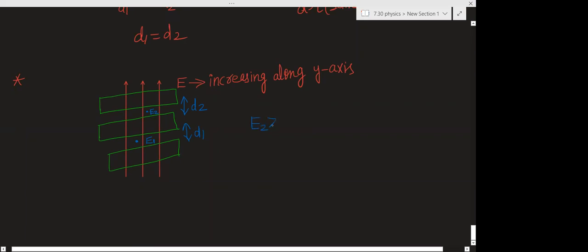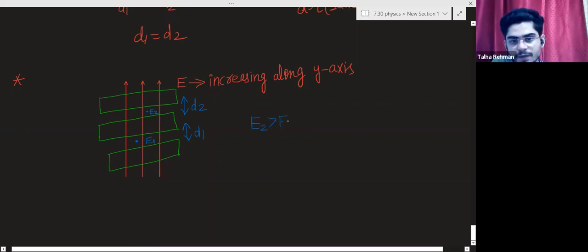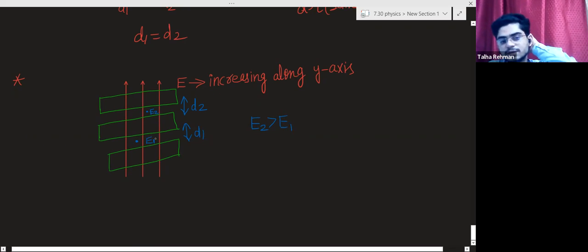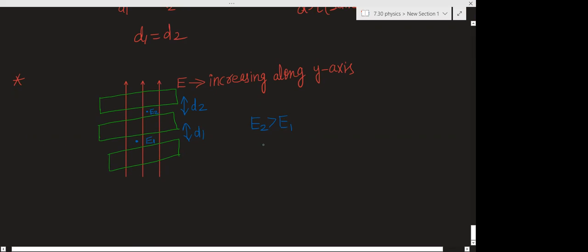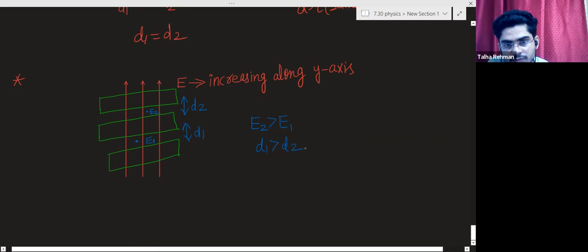Oh no, wait. D2 is greater. Increasing along the y-axis, when we move along the y-axis, the electric field will increase. Electric field is increasing means this distance will decrease. So I can say E2 is greater than E1, and D1 is greater than D2.